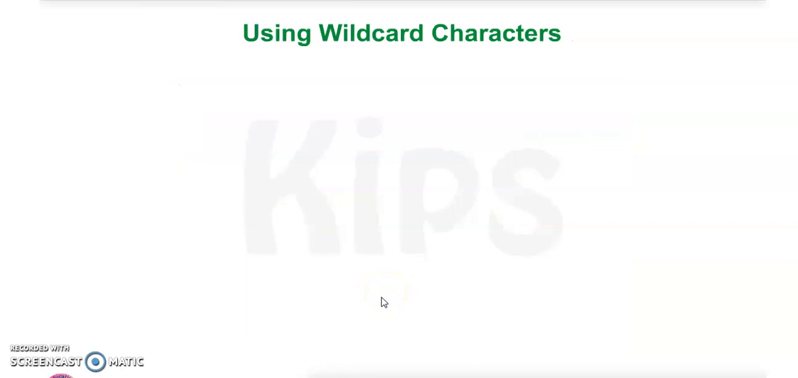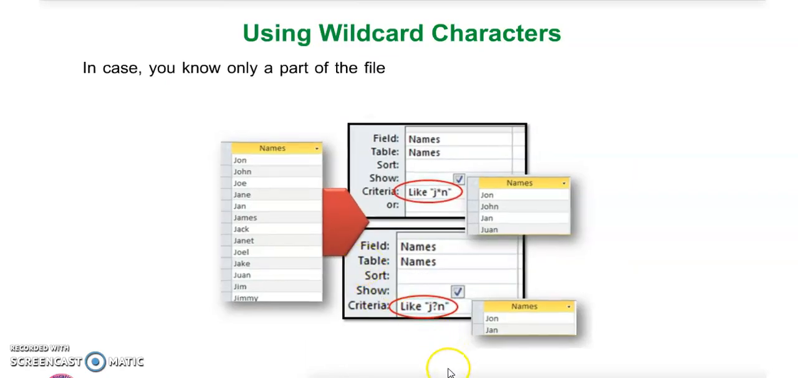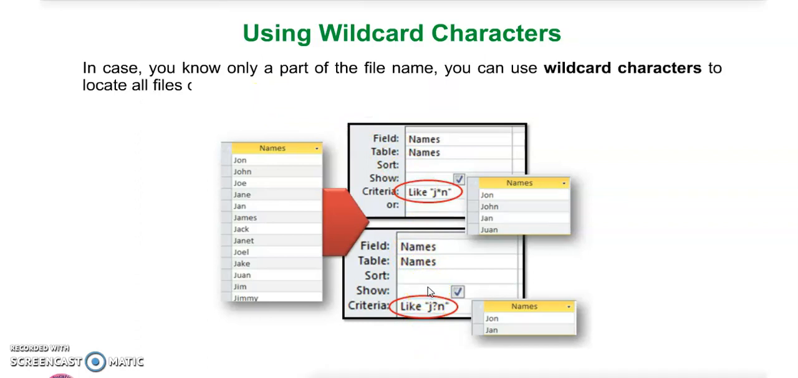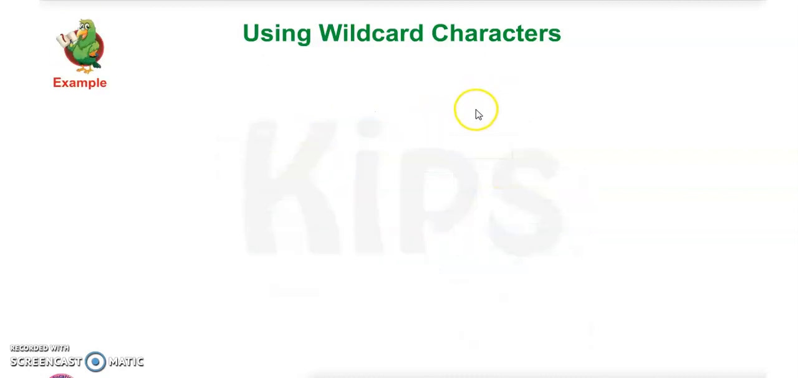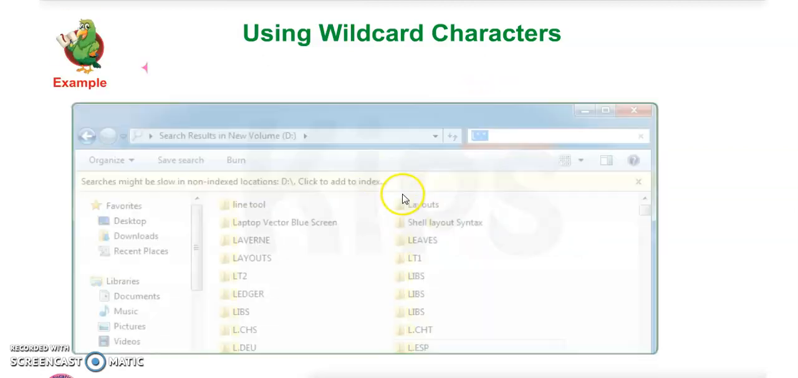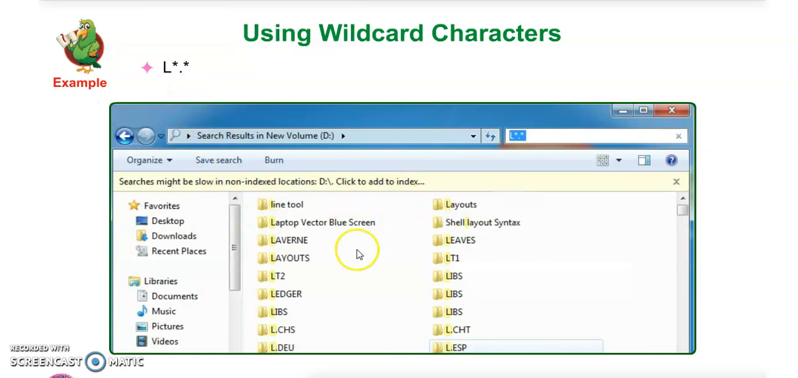Now we can also use wildcards for finding any file or folder in case you know only a part of the file name. You can use wildcard characters to locate all files or folders that contain that part in their name. For example, there are two wildcards, star and question mark. Star is also called asterisk.